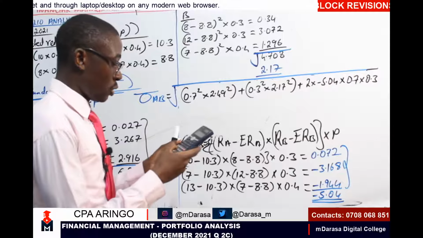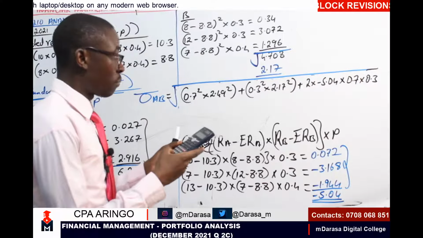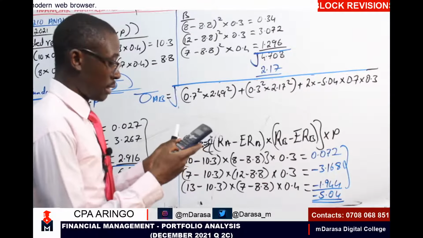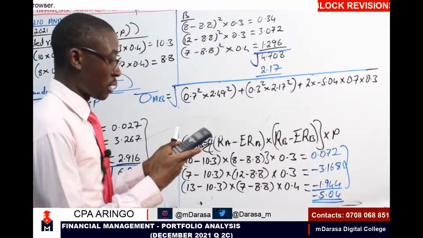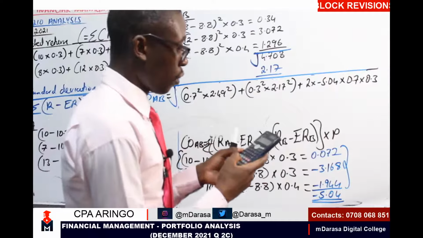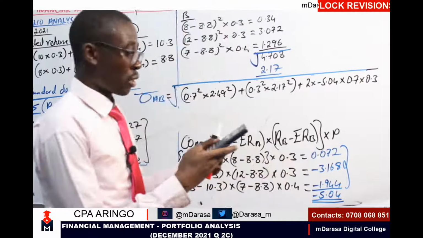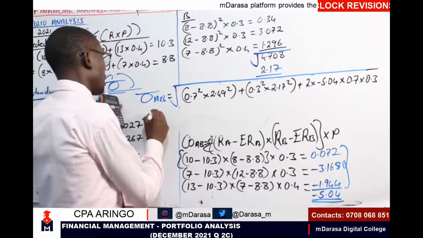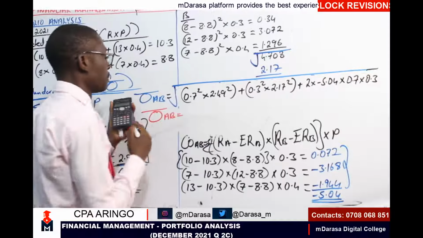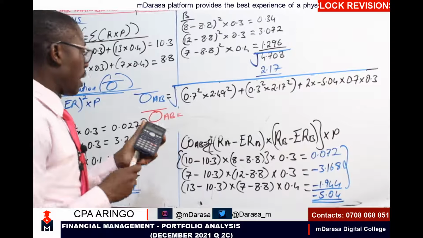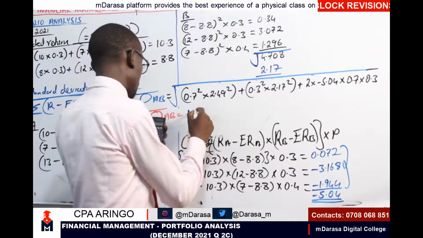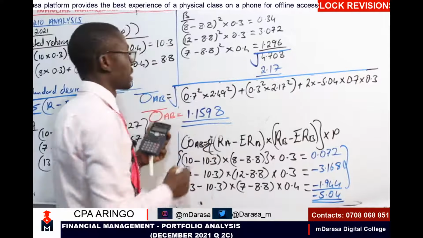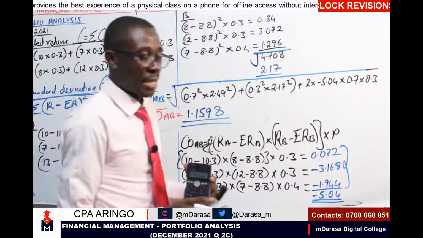Then we plus 2 times negative 5.04 times 0.7 times 0.3. So in that case, that should give us how much? I'm having 1.34505. I determine the square root of that to give me what? So therefore, I can comfortably say that the standard deviation of our portfolio here, I'm having 1.1598. So that will be the standard deviation of the portfolio.